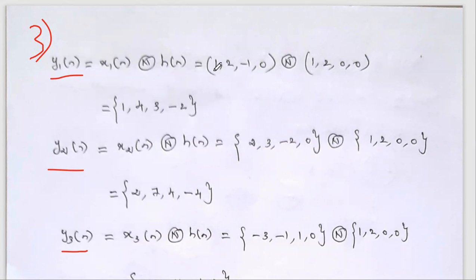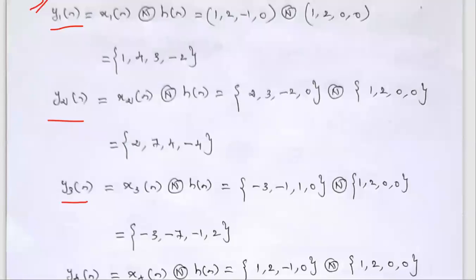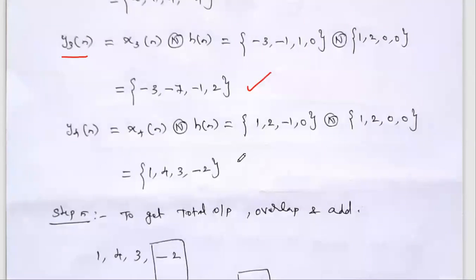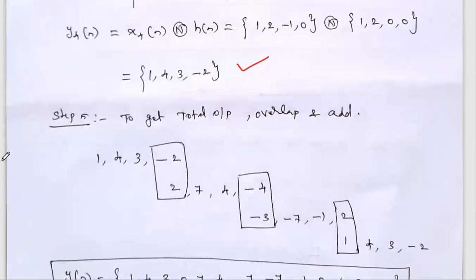So just using the matrix multiplication method, you have to perform the calculation and substitute the answer here. Similarly, y2 is obtained by x2 convolution with h. So this is the output. Similarly y3, you just calculate, y4 you just calculate. Then the last step, what is the last step?